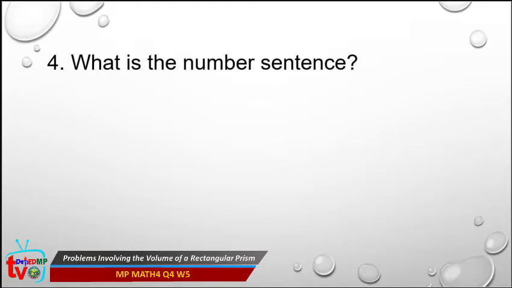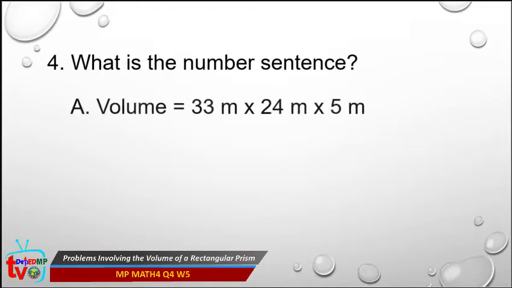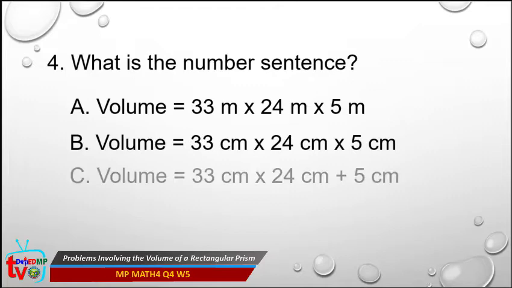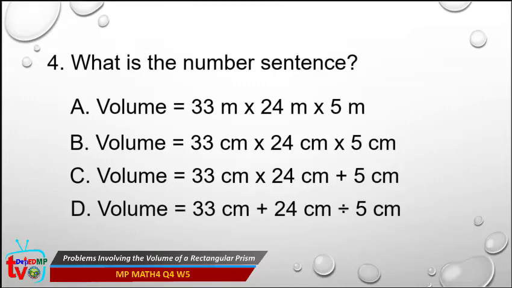Number 4. What is the number sentence? A. Volume is equal to 33 meters times 24 meters times 5 meters. B. Volume is equal to 33 centimeters times 24 centimeters times 5 centimeters. Or C. Volume is equal to 33 centimeters times 24 centimeters plus 5 centimeters. Or D. Volume is equal to 33 centimeters plus 24 centimeters divided by 5 centimeters.